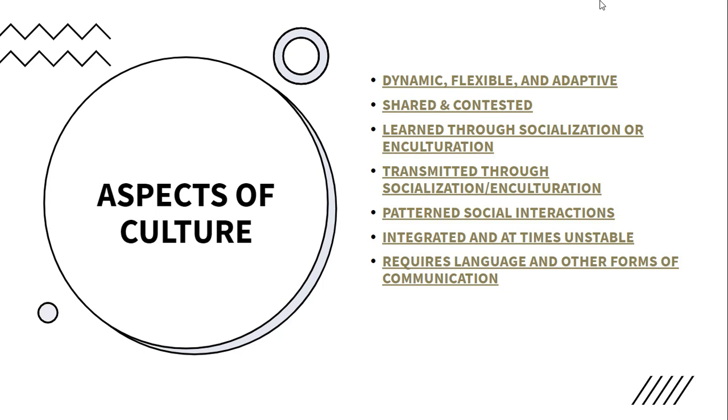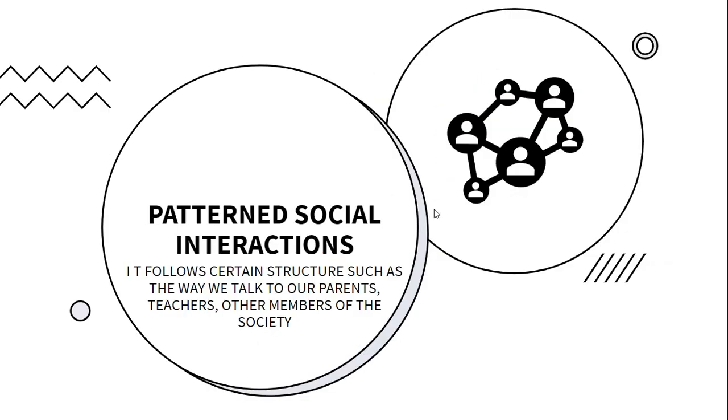Next, culture has patterned social interaction. It follows certain structures, such as the way we talk to our parents, teachers, and other members of the society. One of the best examples here is the Chinese culture. Having Confucian values, they follow the five relationships in society. It is a philosophy that says the importance of having a good relationship with the emperor, husband, siblings, and society. One of the major concepts here is the social structure or the hierarchy of social power.